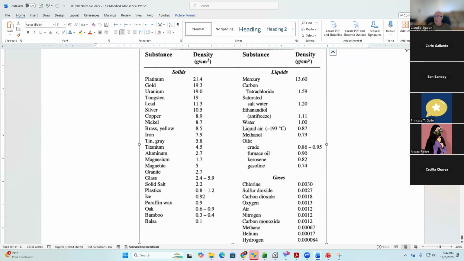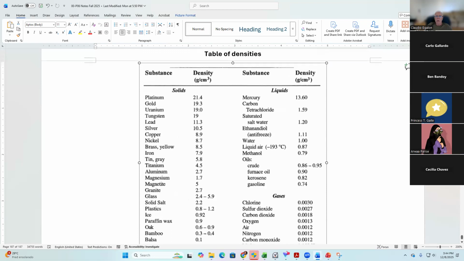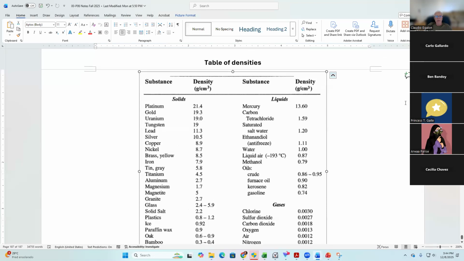Table of densities. Platinum, solids, right? 21.4. Gold, 19.3. Uranium, 19. Lead, 11.3. Okay. Plastics, depending on the type of plastic, are going to have a lower density compared to the water.